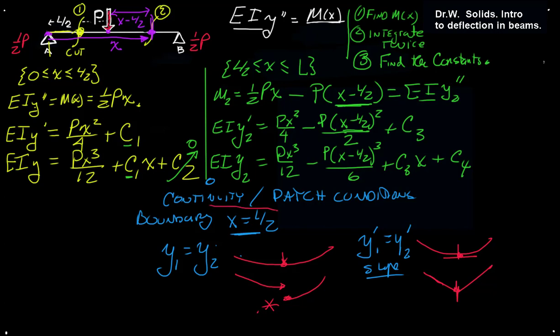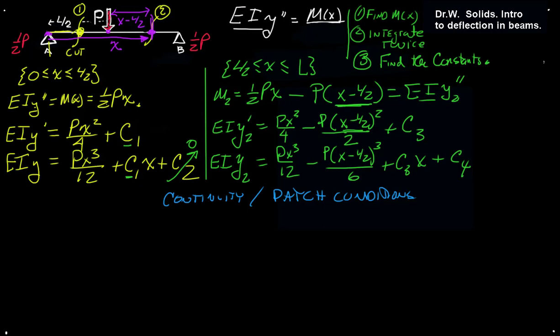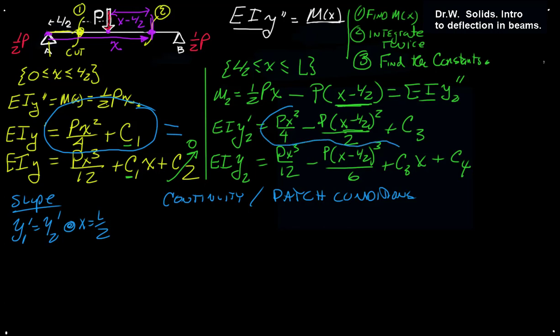So the continuity or patch equations allow us to relate this family of equations over here with these at specifically that boundary x equal to L on 2. Let's start with the slope conditions. So y1 prime should equal y2 prime at x equal to L on 2, which tells us this function here should equal this function here.